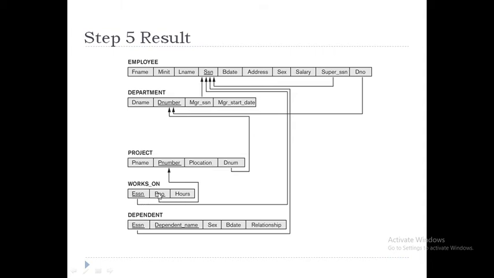In this, employee SSN is now the foreign key referring to the employee relation. Project number is referring to the project relation. And the primary key will be this combination: the primary key of works on will be the combination of employee SSN and project number. So like this we can map a many to many relationship.